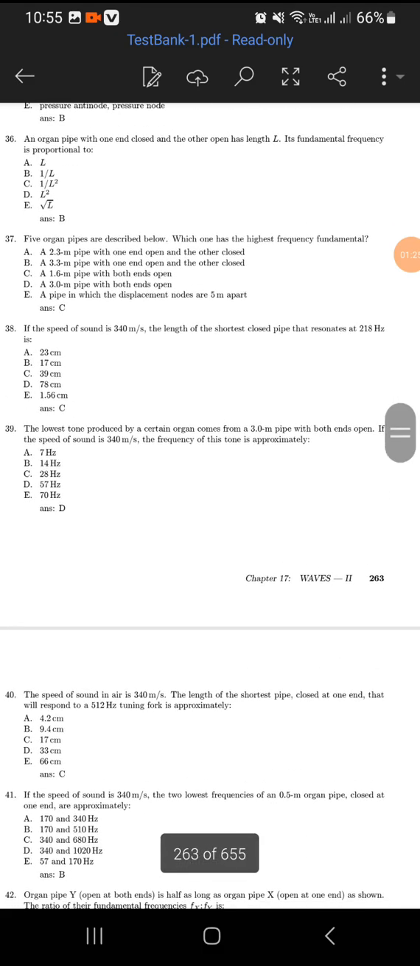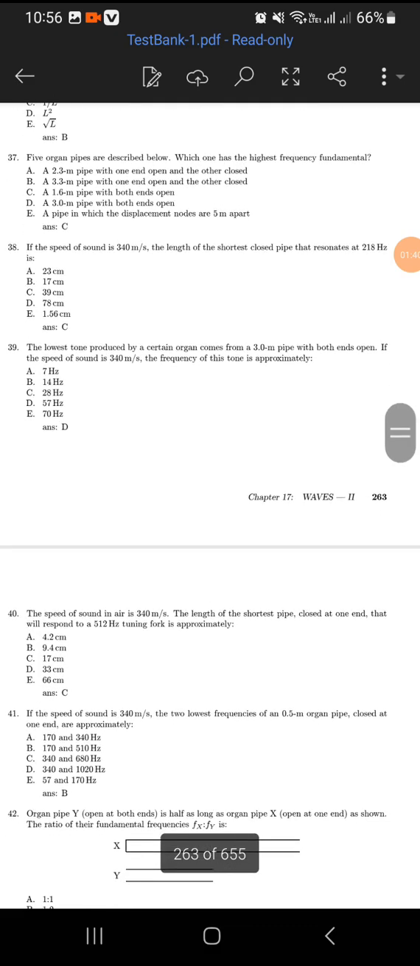So an organ pipe with one end closed and the other end open has length L. Its fundamental frequency is proportional to what? To B, 1 over L. In other words, they're saying it's inversely proportional.